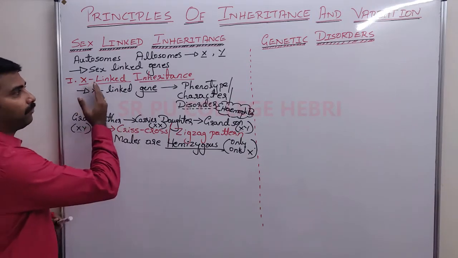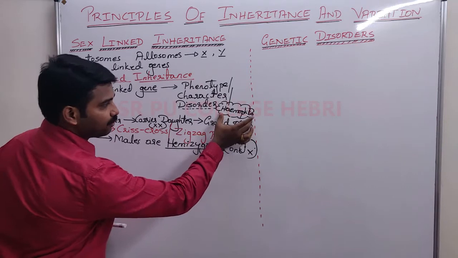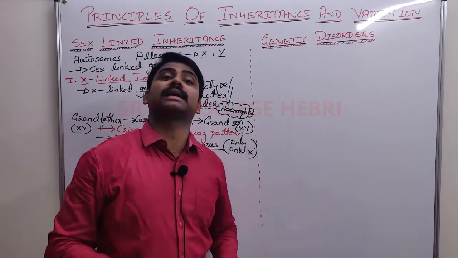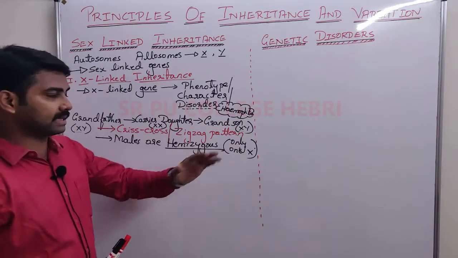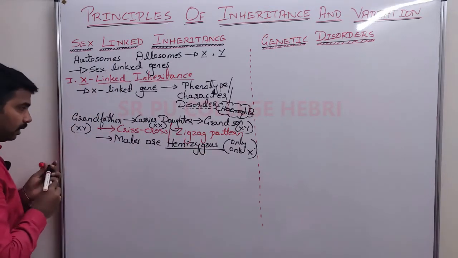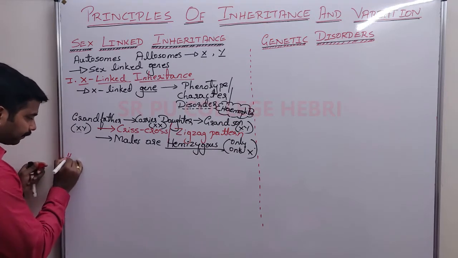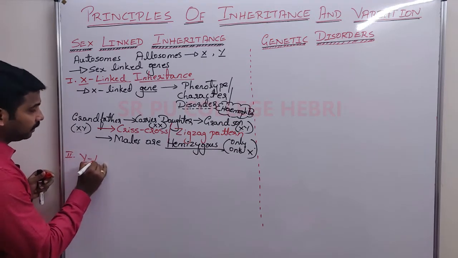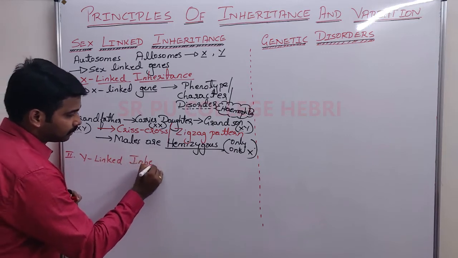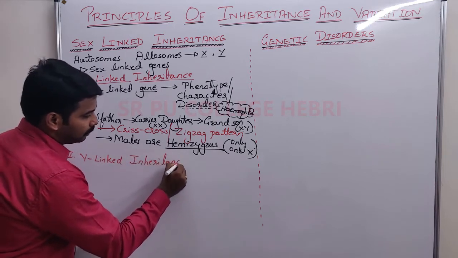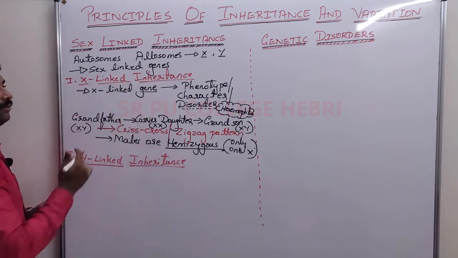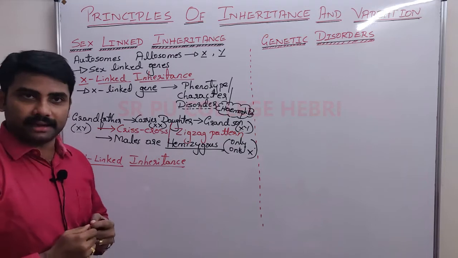One example for X-linked inheritance is which one? Hemophilia. One more example is color blindness, which I will discuss later. Now, let me go to the next one. Number two is Y-linked inheritance. You know the meaning and definition of X-linked inheritance.